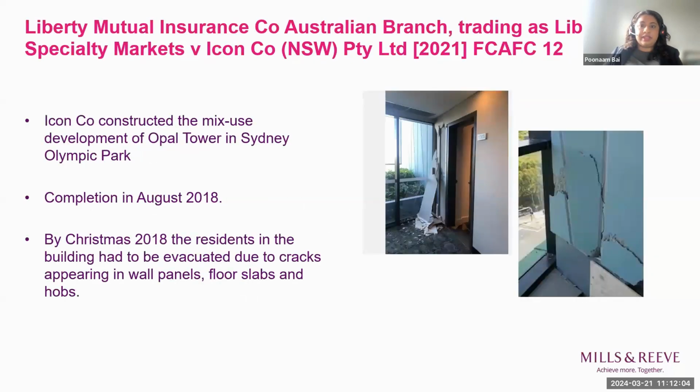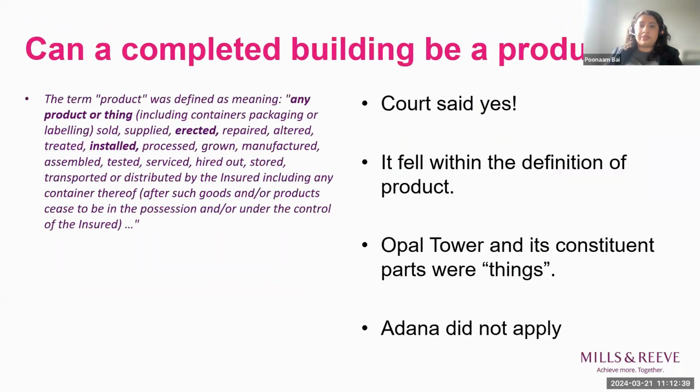Now, the last case that we're going to be looking at is Liberty Insurance versus Icon Co. And in this case, the decision dealt with whether a 37-story mixed residential and commercial development was a product. In this case, Icon Co. designed a mixed-use development, and completion was in August 2018. By Christmas 2018, there were major cracks appearing, and residents in the development had to be evacuated. The question for consideration was whether the entire 37-story tower was a product. The court considered both the decisions in Metricon Homes and in Adana and held that the policy definition covered a completed building, and therefore this tower was a product.